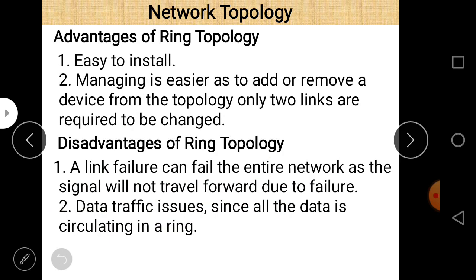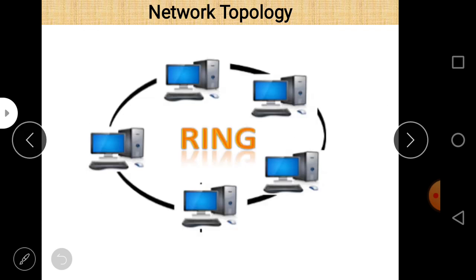Advantages of ring topology: it is easy to install, and managing is easy, as to add or remove a device from the topology, only two links are required to be changed. So there are two advantages of ring topology: it is easy to install, and managing is easier because only two links are involved when adding or removing devices.